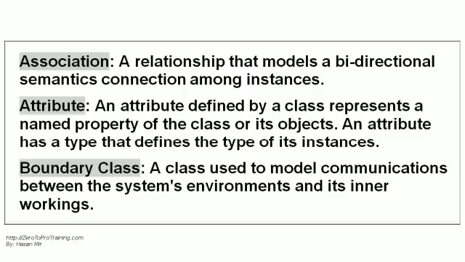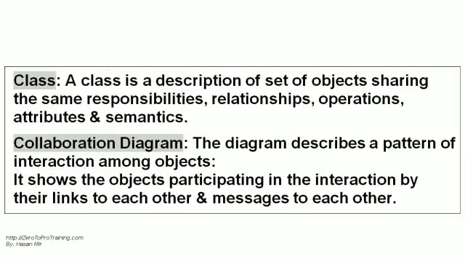Attribute, an attribute defined by a class represents a named property of the class or its objects. An attribute has a type that defines the type of its instances. Boundary class, a class used to model communications between the system's environments and its inner workings. Next, class. A class is a description of a set of objects sharing the same responsibilities, relationships, operations, attributes and semantics.